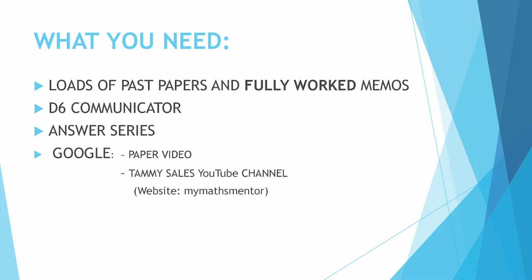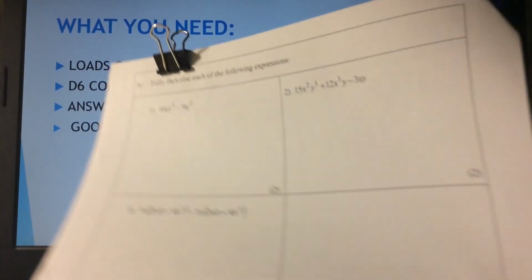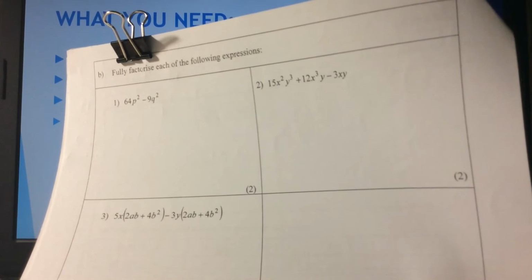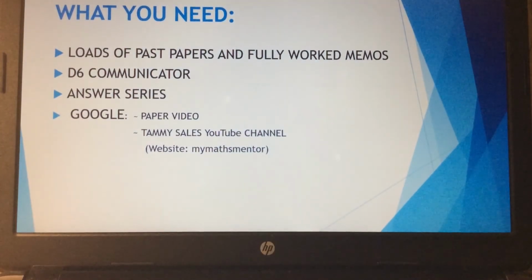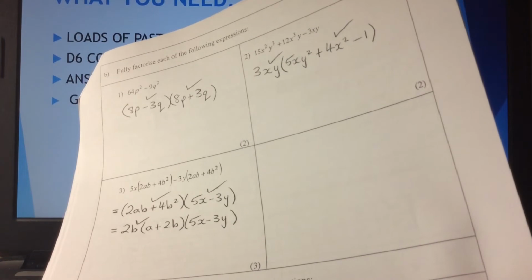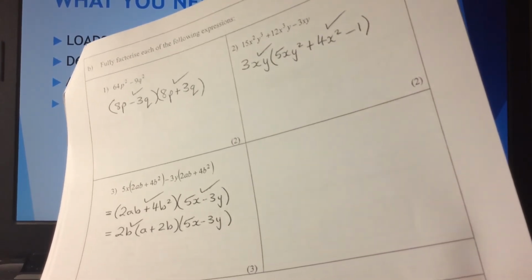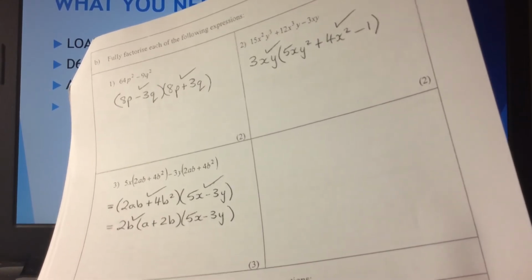All right, what you're going to need: loads of past papers and fully worked memos. Okay, let me just give you an example here. You can find tons of these kinds of things on your D6 communicator. And then with it, it's nice to actually print them out because then you've got the memo sitting in front of you like that. You can even see where the marks are allocated, which is really, really great because you're going to mark your stuff afterwards.